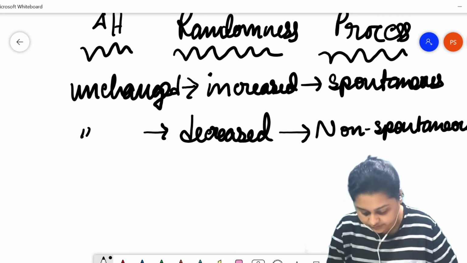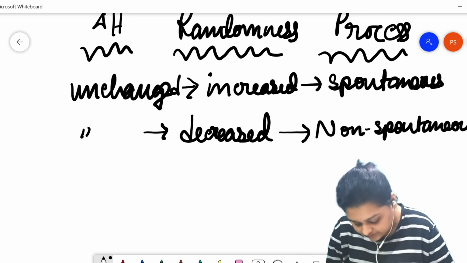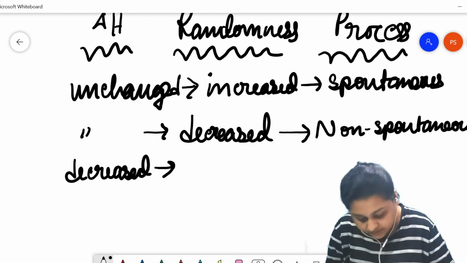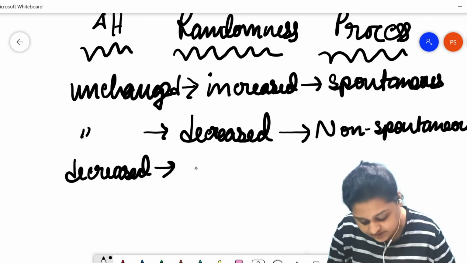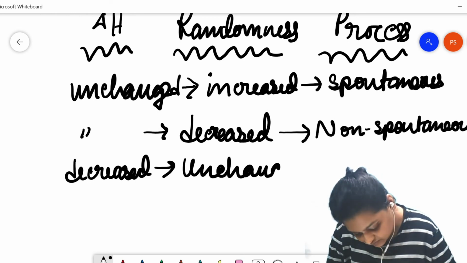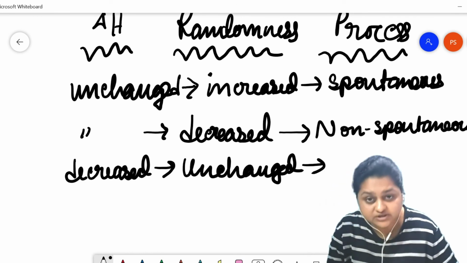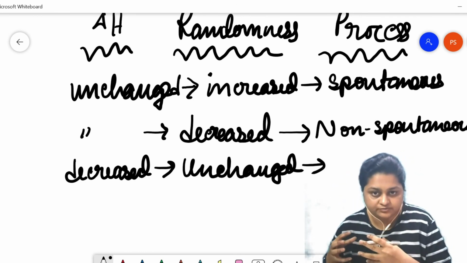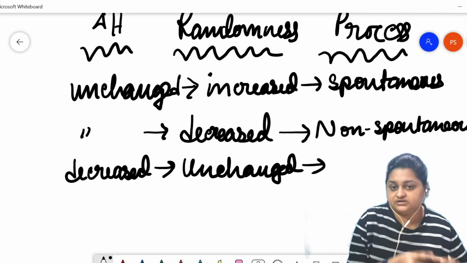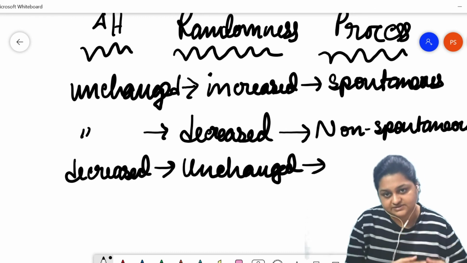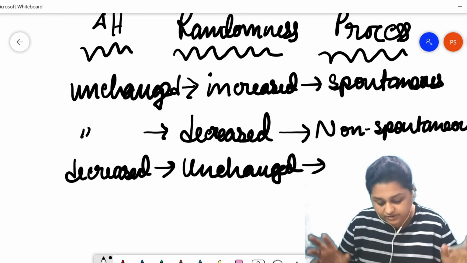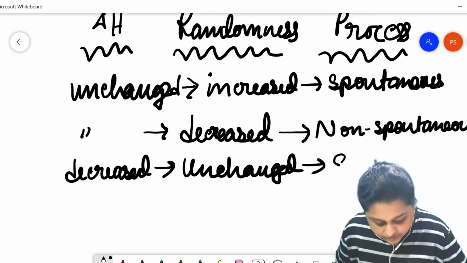Let's take the third way. The delta H value has decreased, but randomness of the process is unchanged. That is, before the reaction, the amount of the free motion of the constituent particles was there. After the process, the randomness, the free motion of the constituent particles remains the same. No change has occurred, but the delta H value has decreased. So, by combining both of them, the process will be spontaneous.